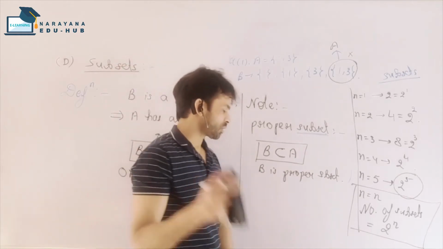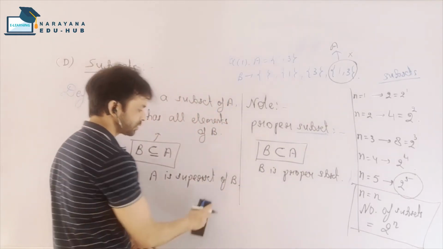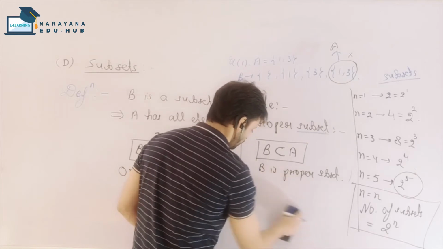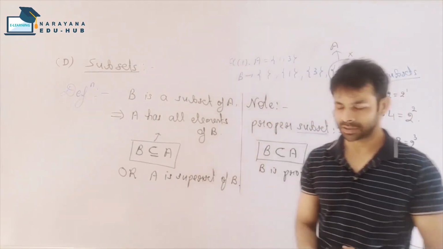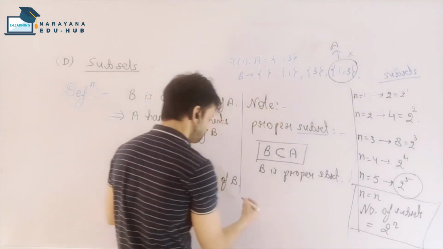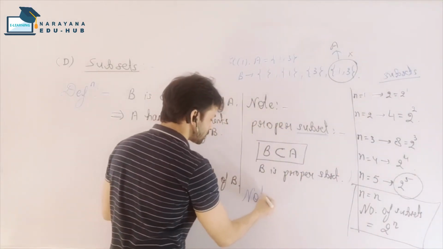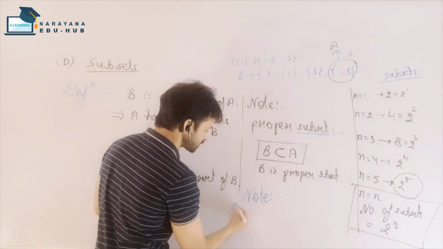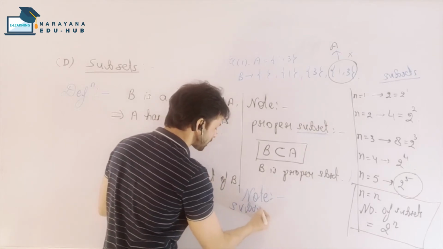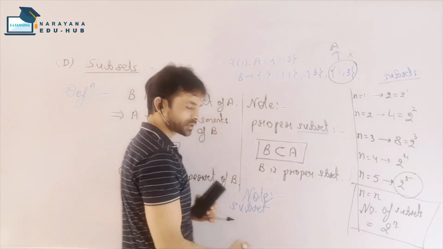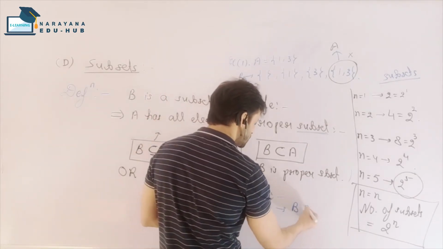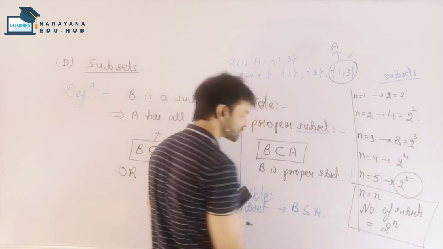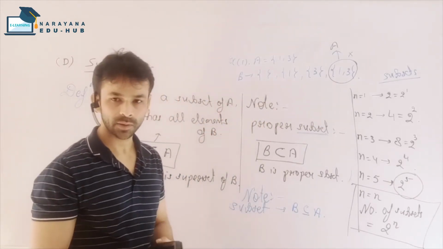Now what is the problem I was talking about that you have to understand. The problem actually is, the symbol for subset is, as I told you, this. We have to write like B is a subset of A, like this. This is the symbol.